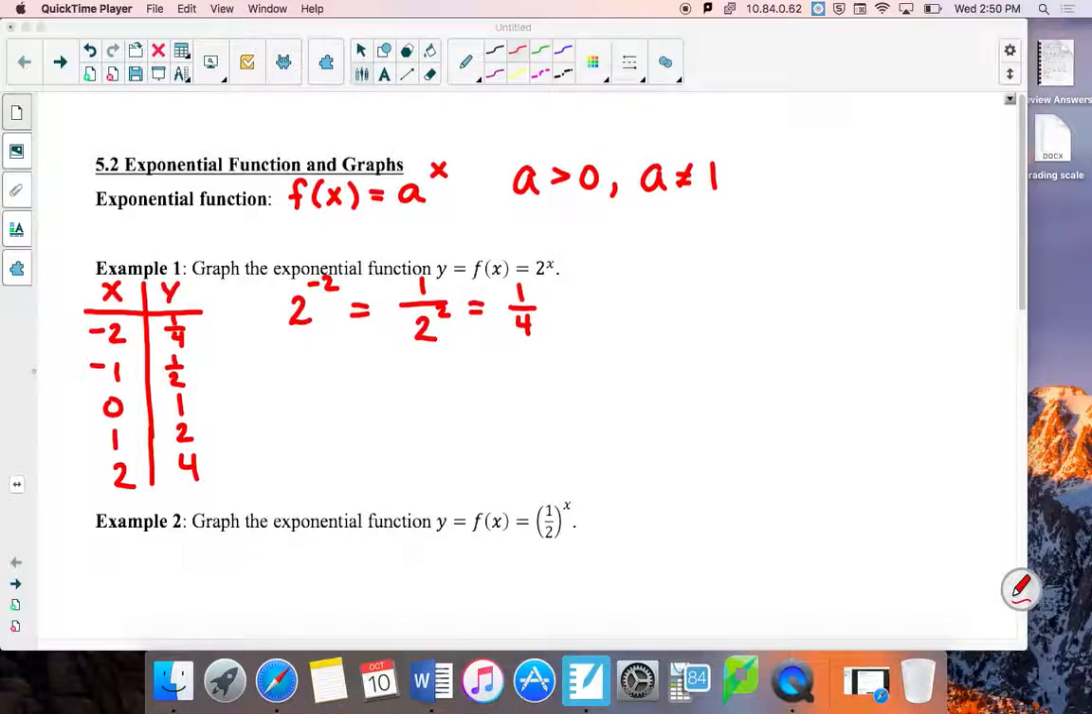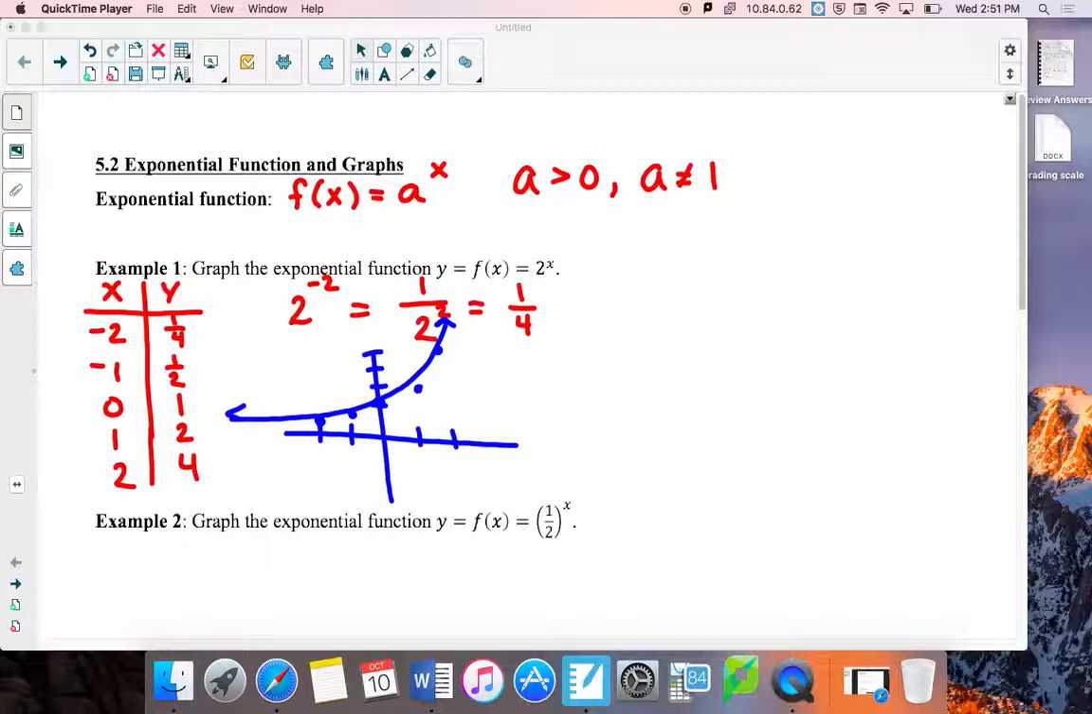If you need to test those values, use your calculator, please feel free. Then let's plot those. On my x-axis, I need negative 2, negative 1, 0, 1, and 2. My y-axis is going up to 4. Negative 2, a quarter, so it's going to be super tiny. Negative 1, a half. 0, 1. 1, 2. And 2, 4. So this is the exponential function 2 to the x power. It grows slow and then it grows really, really fast. It will never cross the x-axis, but it will get very, very close. So it reaches towards the x-axis, but never ever crosses over.